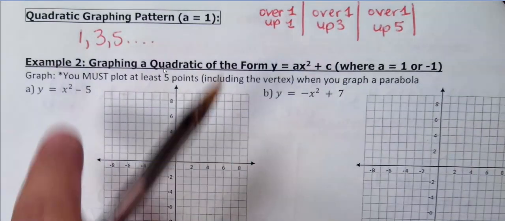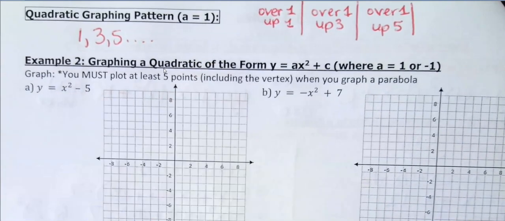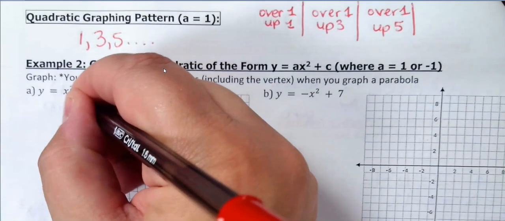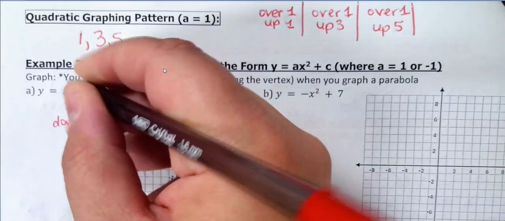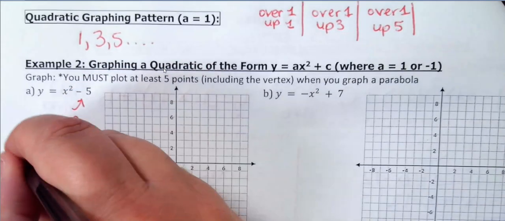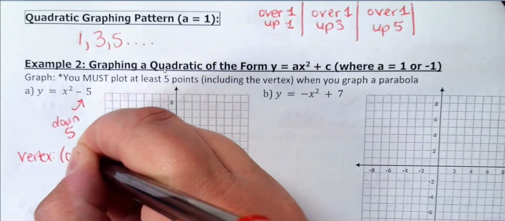All right, look, this minus is outside the operation, right? I'm not putting x in parentheses with something and squaring it. All this minus 5 is going to do is take what we just graphed and shift it down 5 spots. So your vertex here is going to be 0, 5.